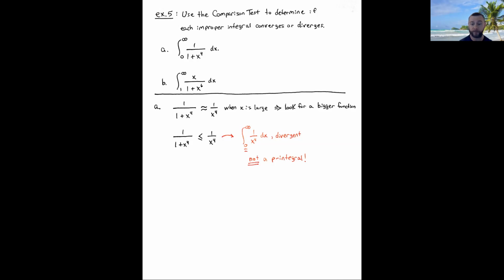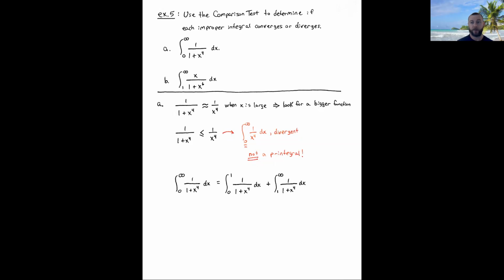All right, so what do we do? The comparison is correct with 1 divided by 1 plus x to the 4th being less than or equal to 1 divided by x to the 4th. But how do we deal with the limits from 0 to infinity? We're going to recall a property of integrals where we can split the improper integral from 0 to infinity apart into two separate integrals. We're going to split it apart from 0 to 1, and then another improper integral from 1 to infinity.